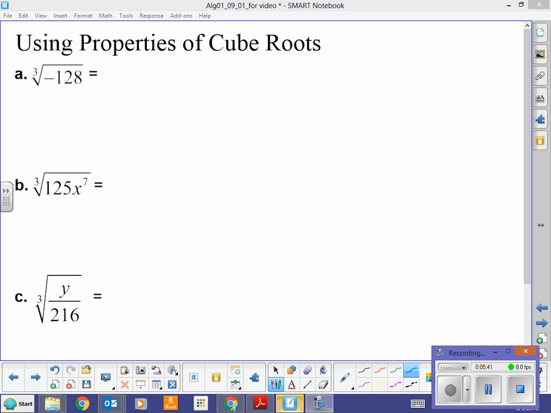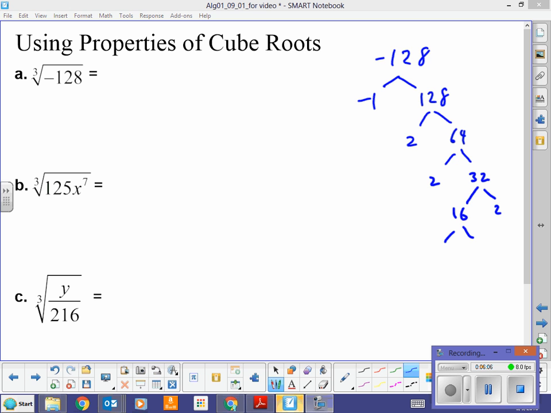Properties of cube roots. Now, cube roots are going to be a little bit different. Let me do the first one here first, trying to find the cube root. I can think of this as negative 1 times 128, and then 2 times 64, and that's 2 times 32, and that's 16 times 2, and that's 2 times 8. You get the idea. 2 times 4, and 2 times 2.